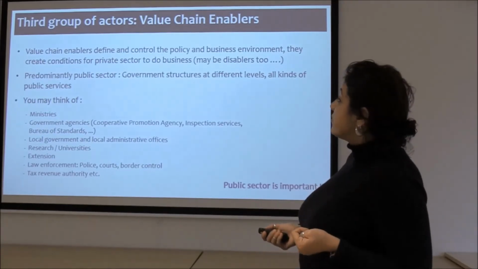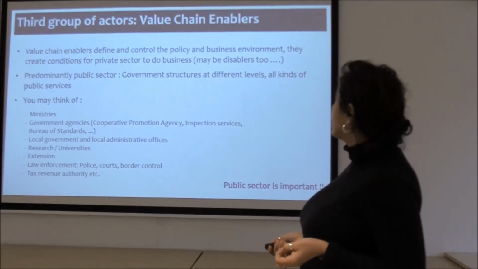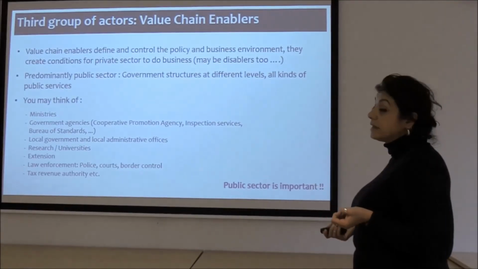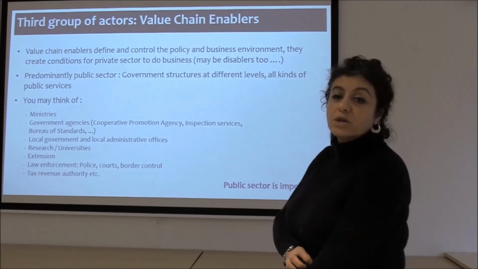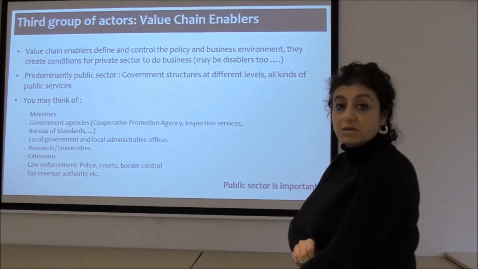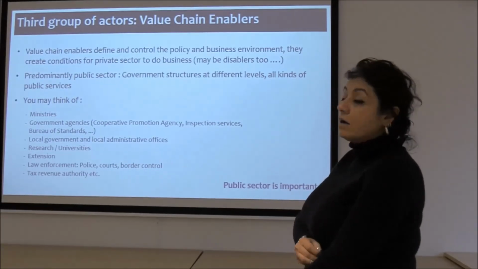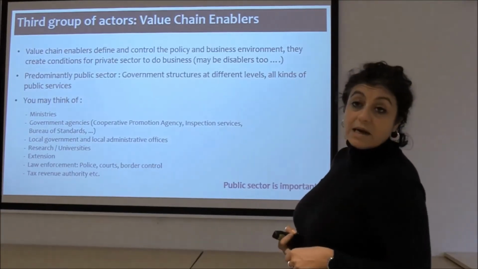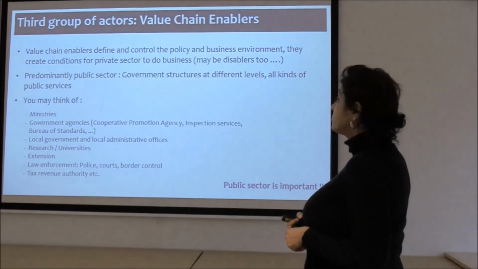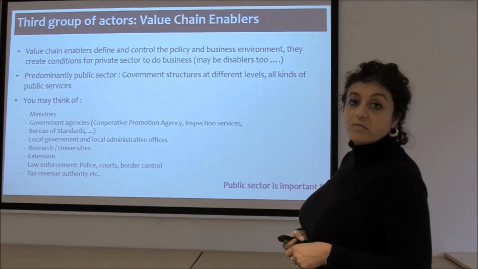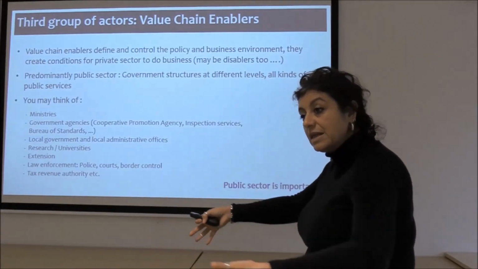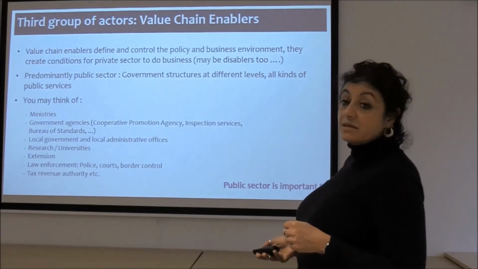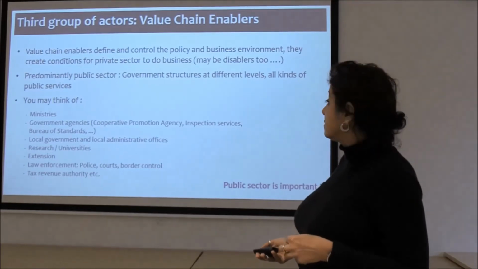Value chain enablers define and control the policy and business environments. They create conditions for the private sector to do business, and sometimes they can be disablers too, because they push people to act within the boundaries that come from the law and regulations, which is very necessary. But they are predominantly the public sector, because of the government creating the enabling environment for agribusiness to happen. The public sector is therefore very important.